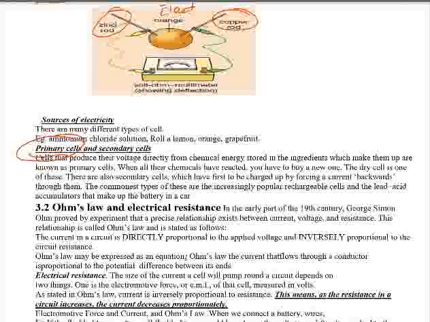Cells like this, primary cells, cannot be recharged. But secondary cells are cells that, after we use them once and when the energy stored in that cell has ended, by moving electrical current through that cell, we can recharge and reuse it.